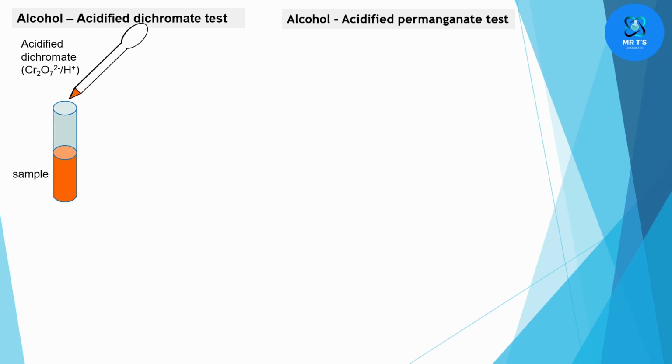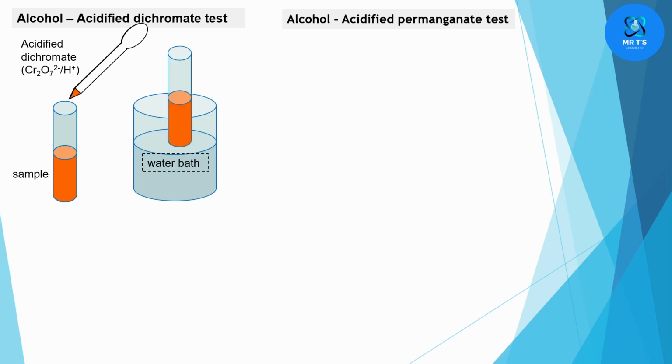So we add the sample to here. It's orange for a start. We place it in a water bath for about 5 minutes. Sometimes it reacts quickly, sometimes it needs a bit of heat to make the reaction happen, but it will go a green-blue color. It will start becoming more green and then eventually become green, and if you leave it for long enough, it'll go a bluer color.